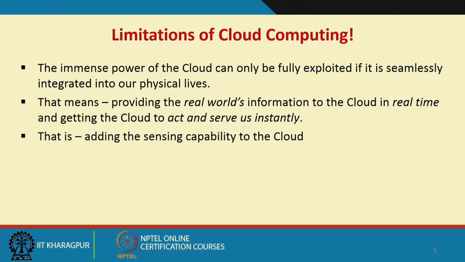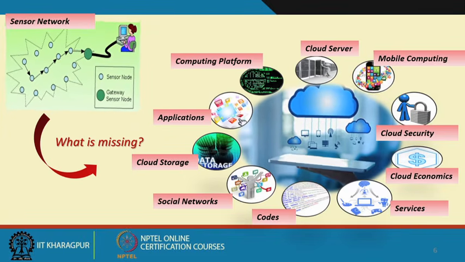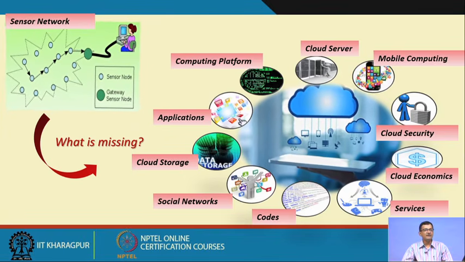So, to say it is not a limitation of cloud, but to make cloud really useful and effective, we need to do this, right. And so, on one side we have sensor networks.